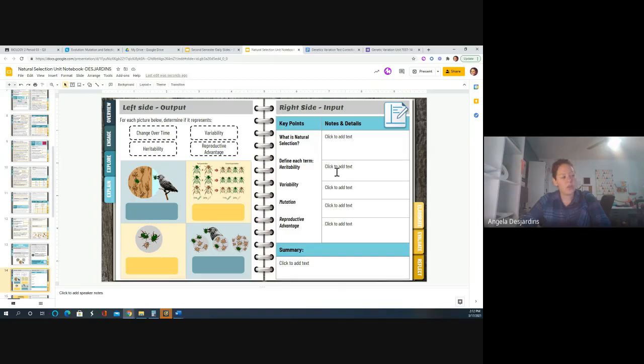Make sure in your description, when you're describing it, tie it back up to natural selection. Okay, so please don't Google this, tie it back up. In the reading that I give you, the descriptions will all align back up to natural selection. So you can use that as your resource. On the left-hand side, you're then going to label each of the diagrams, and each one represents one of the 4 factors that make up natural selection. So what is change over time, variability, heritability, and reproductive advantage, okay?